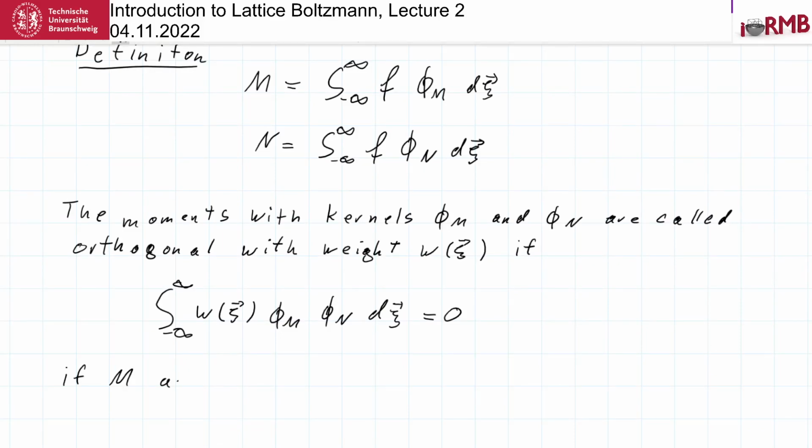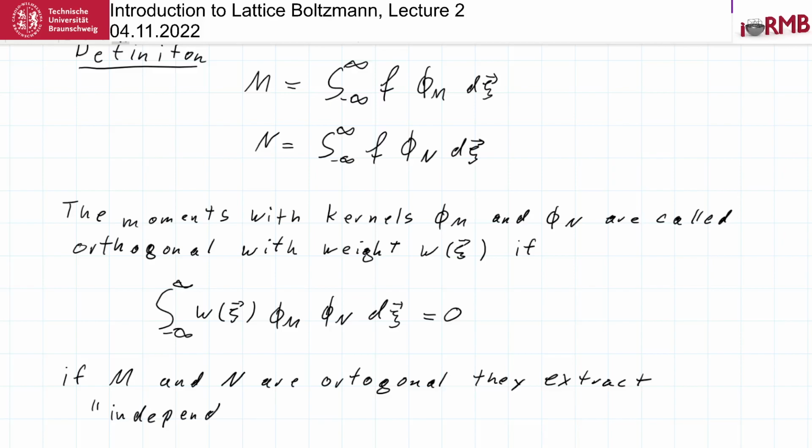Now the idea, the hope: if M and N are orthogonal, they extract independent information from the distribution. The trouble is we've not properly defined what independence is. We'll come to this in a later lecture.